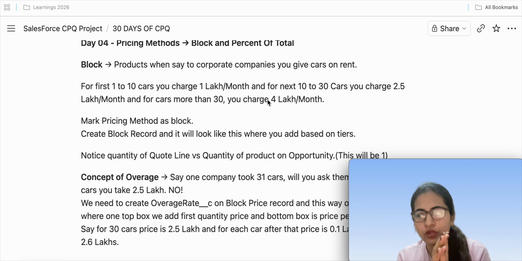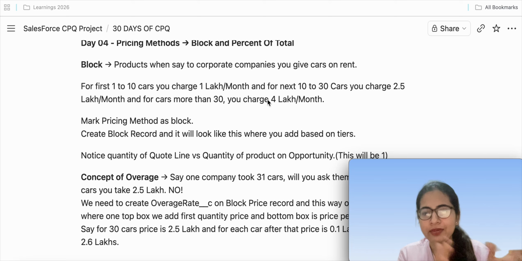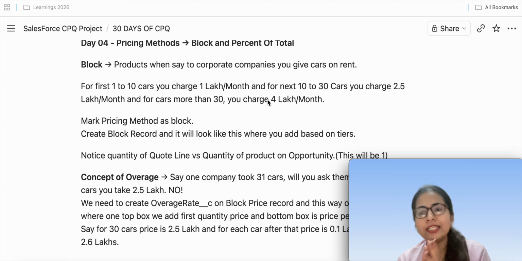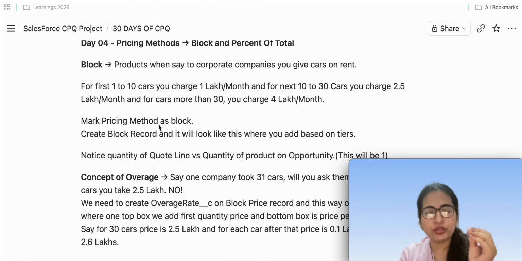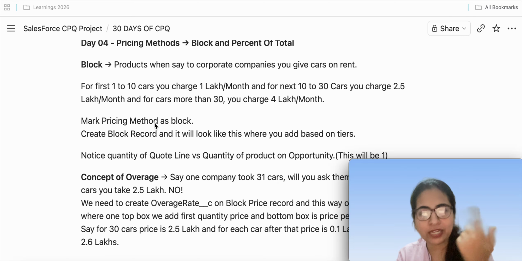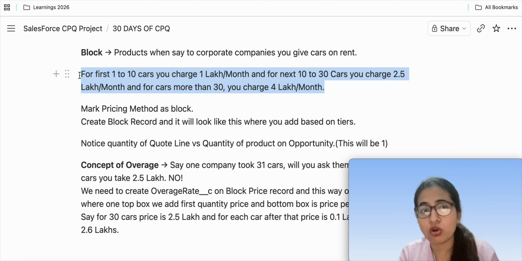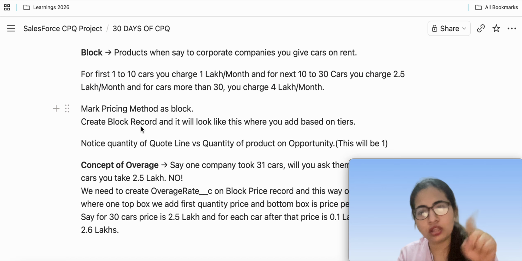So basically we are doing tier based pricing, where in terms of the quantity, for the first to 10 cars it is this amount, for the 11 to 30 cars it is this amount. Accordingly we are setting up the prices. In this case, to make sure the pricing method is block for that particular product, by default it will be list, so we need to mark it as block. After this, we need to create block records on the product.